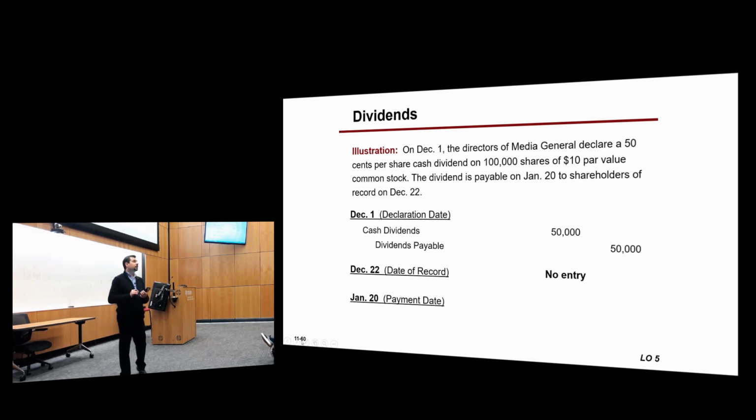Okay? The last date that is important or relevant to the declaration and payment of dividends is the payment day. This is when the company will actually send out the checks, the payments. So cash will be credited and dividends payable will be what? Debited. So dividends payable will be debited, cash will be credited.